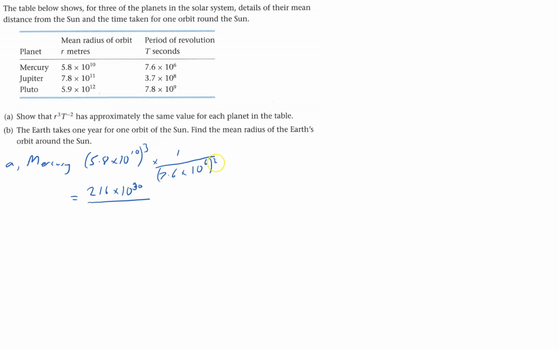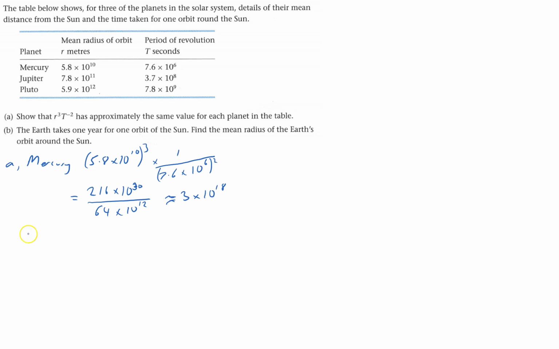all over, call that 8. 8 squared is 64 times 10 to the power of 12. That equals, let's do 216 divided by 64. Well, it's about 3, isn't it? 180, 190, let's call it 3, very approximately. So it's 3 times, and I've got power divided by power, so subtract them, 10 to the 18. That's the first one.